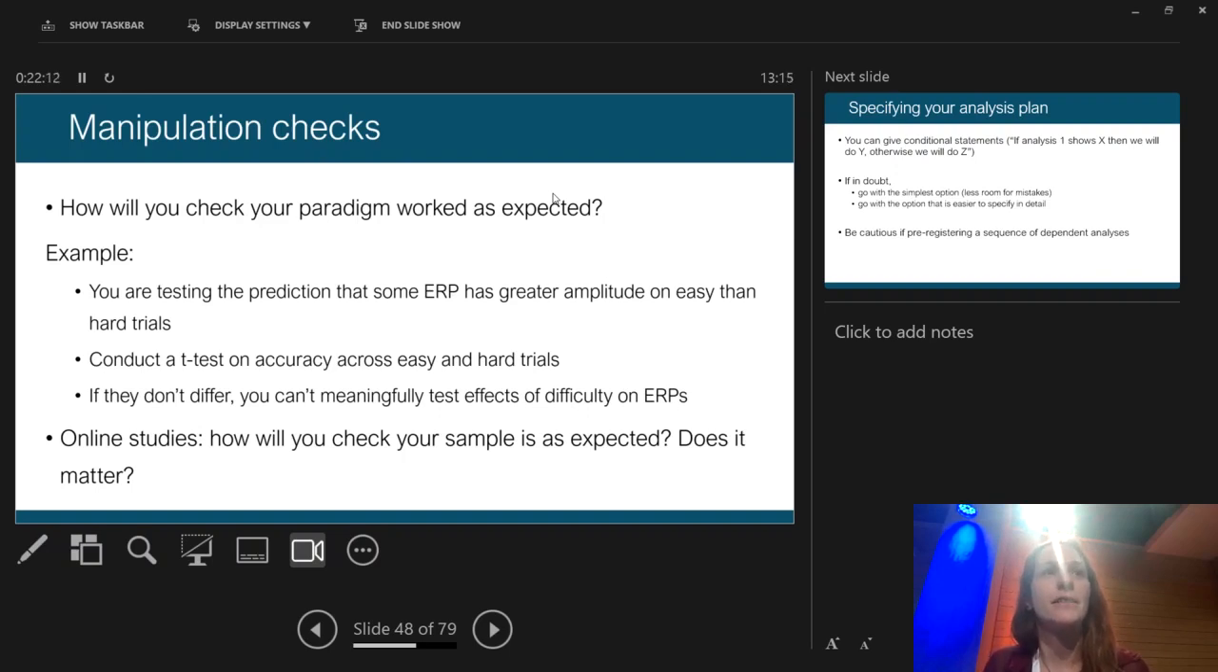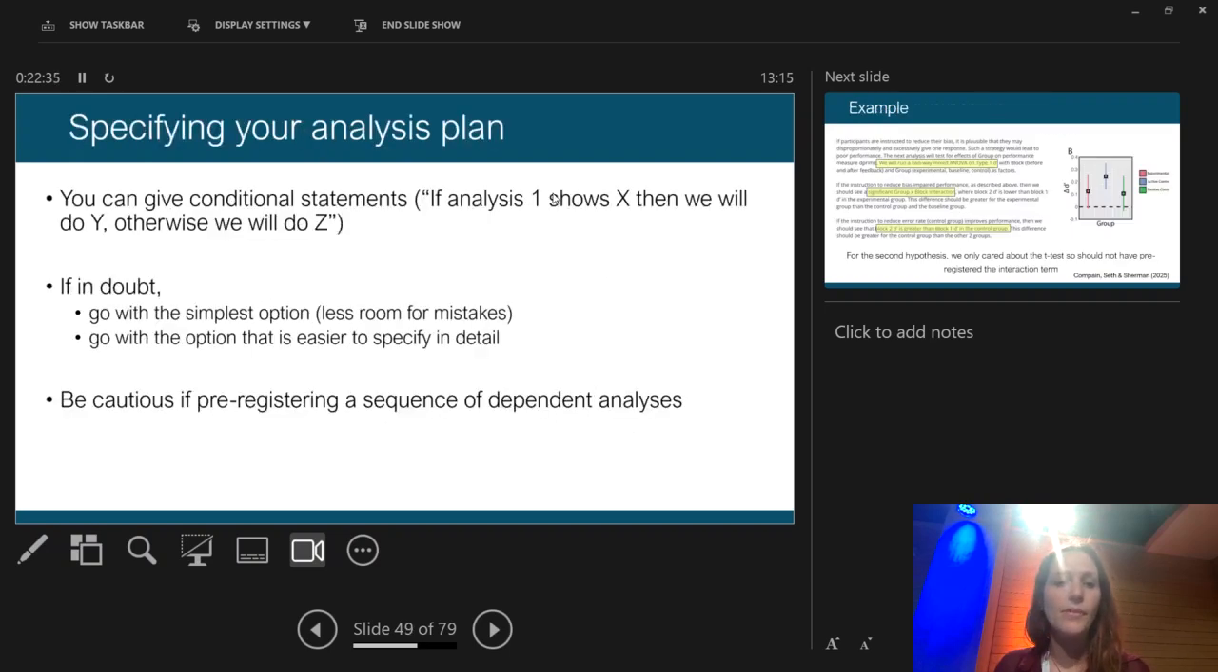Does anyone do online studies, collect data online? Yeah, so it's always worth, because some of the online samples are so different to psychology students that people usually test, it's always worth also pre-registering checks on that sample. So is your sample behaving as you expect it to? It may or may not matter, but often it will.